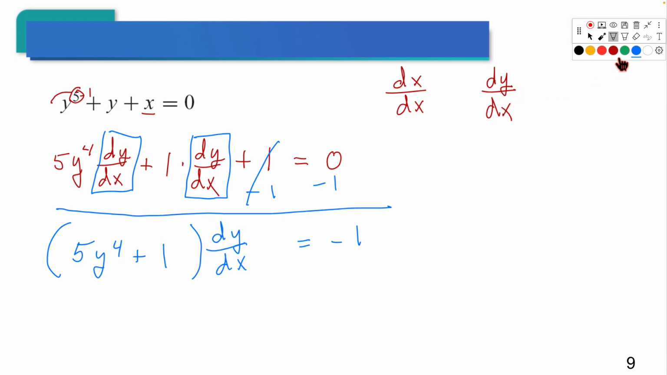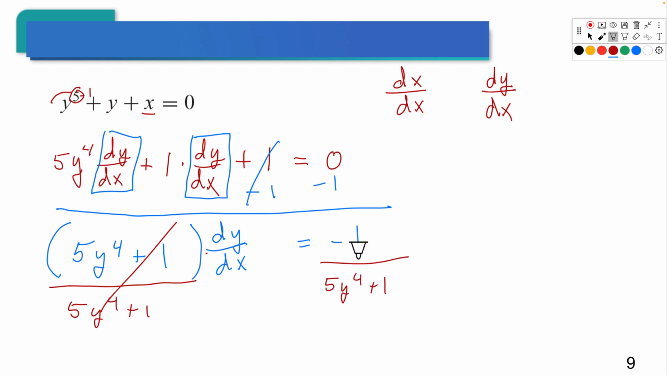So then the last step to solve is we take whatever's in front of the dy dx, because that's multiplying, and we divide it on both sides so that that cancels. And then our derivative is negative 1 over 5y to the 4th plus 1. Right, and I cancel, that's a 1. So there's our final answer.